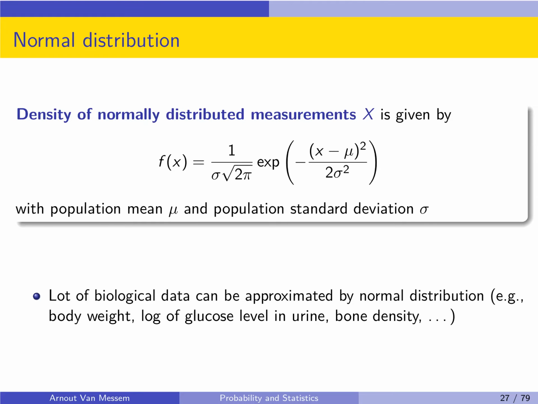One of the most important continuous distributions is the normal distribution. The normal distribution was defined by Quetelet. Quetelet was a Belgian mathematician who obtained his PhD at Ghent University.